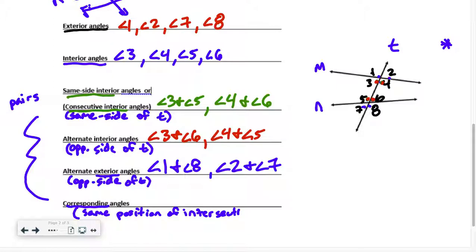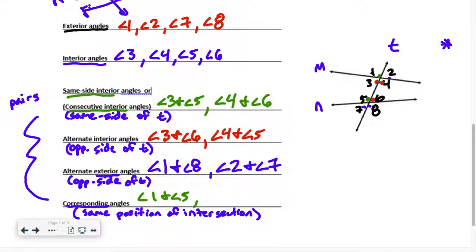And so let's identify, there's going to be 4 pairs of corresponding angles here. So let's identify those. Start with green. So angle 1, if we're looking at the intersection of M and T, angle 1 is in the top left of that. If we look at the intersection of N and T, angle 5 is in the top left. So angle 1 and angle 5 are corresponding angles.